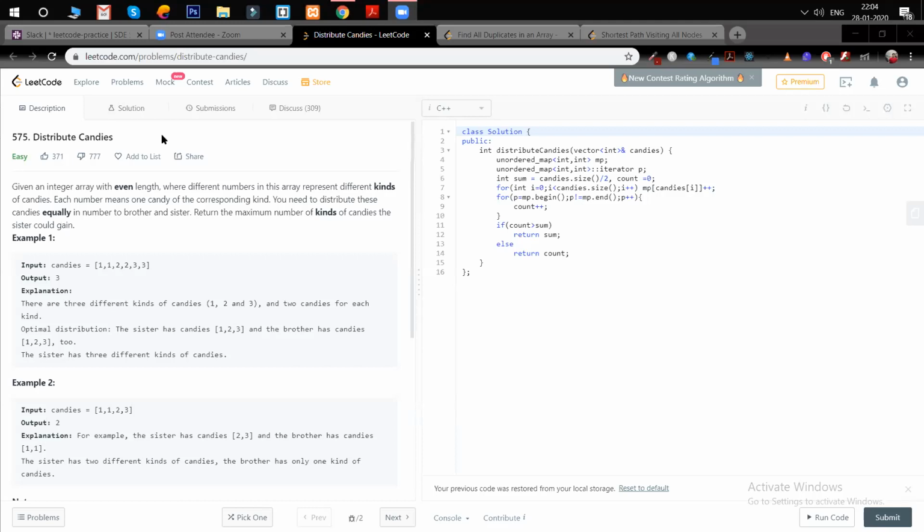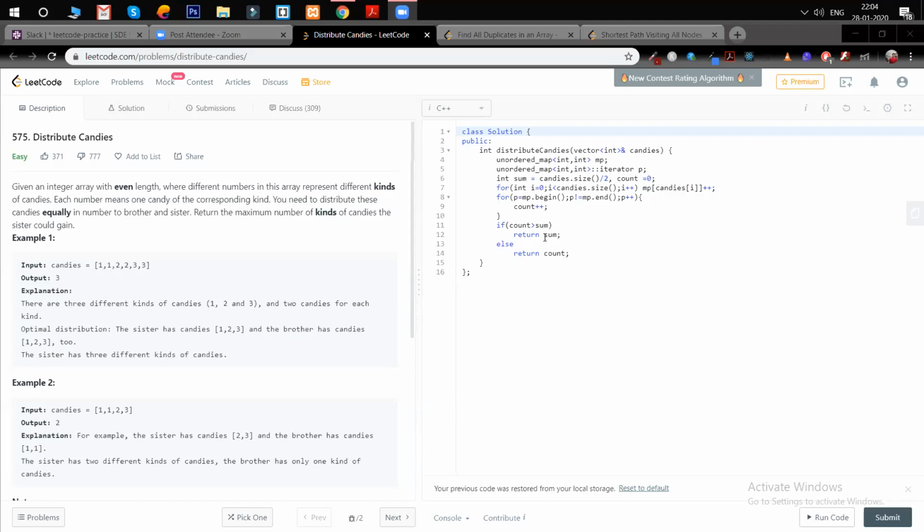Yeah, I did somewhat like that only. I just kept a count on the distinct number of candies, and if the distinct number of candies was greater than n by 2, then I returned n by 2. If it had four distinct candies out of six, then I returned 6 by 2, that is 3. And if it was less than that, then I returned just the number of distinct candies at max. So I did somewhat similar to you.